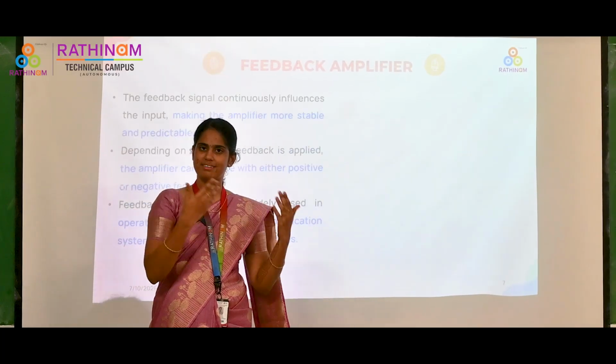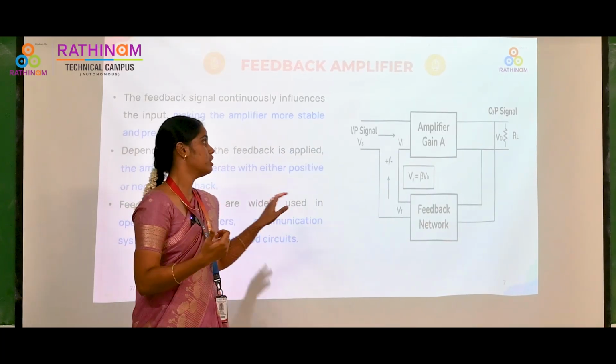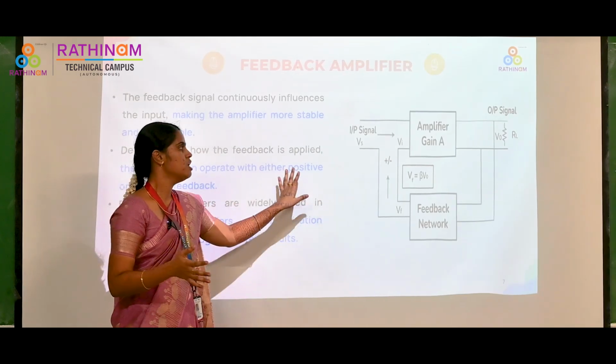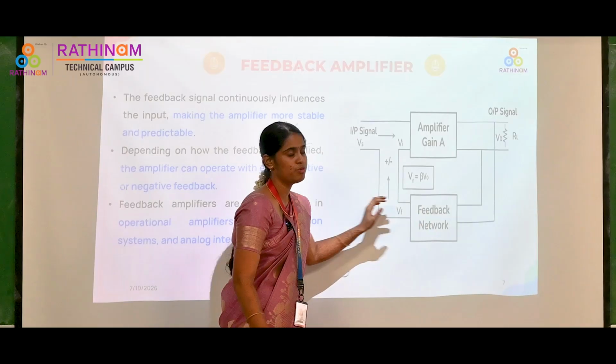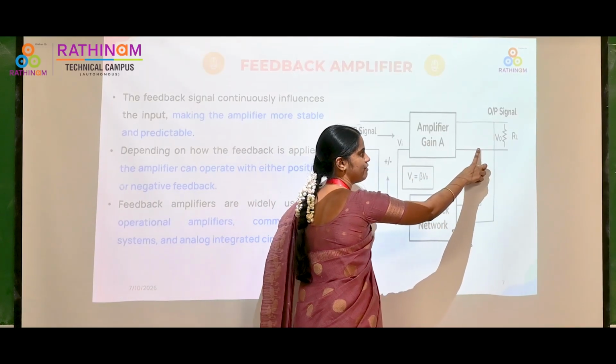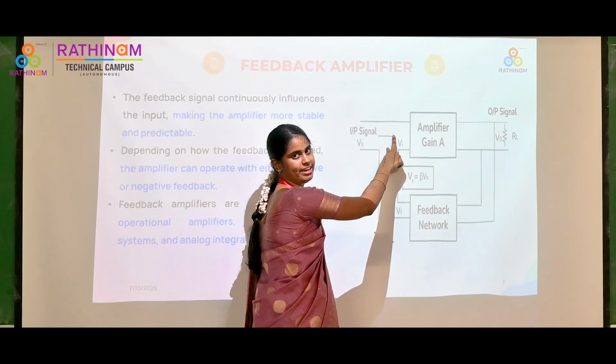So we have seen what feedback is and what an amplifier is. Now as a whole, what is feedback? We have an input signal, an output signal, and a feedback network. The output of the amplifier is fed back to the amplifier through the input.